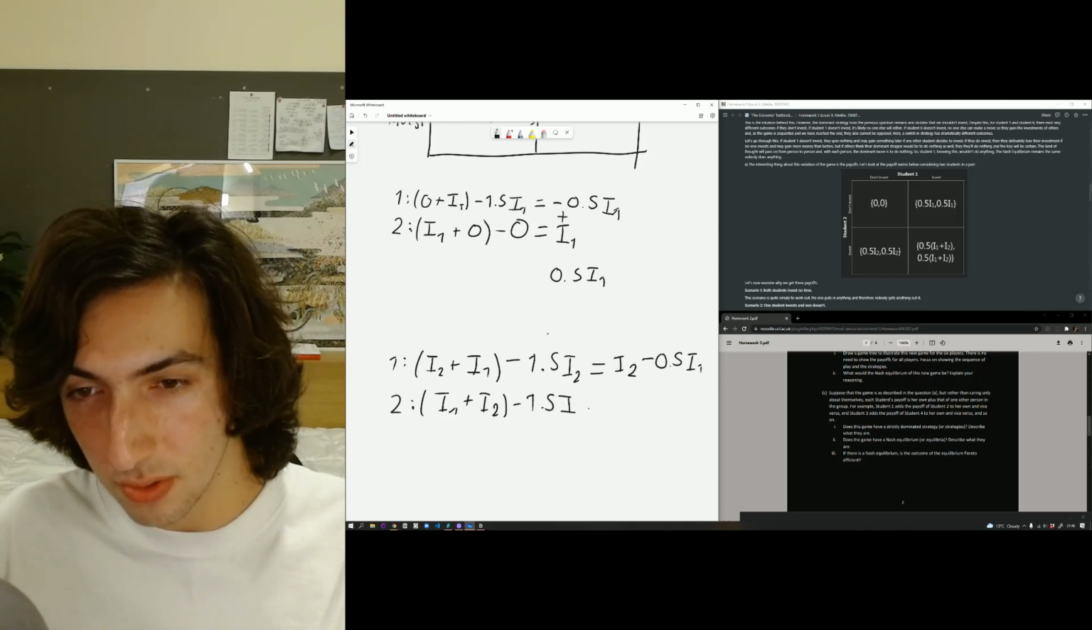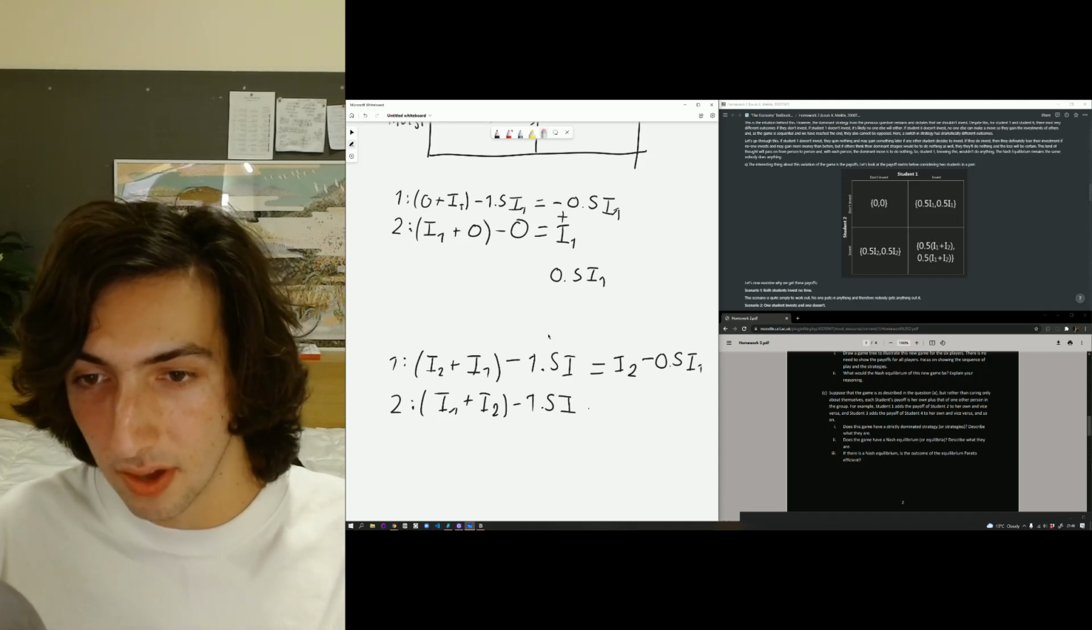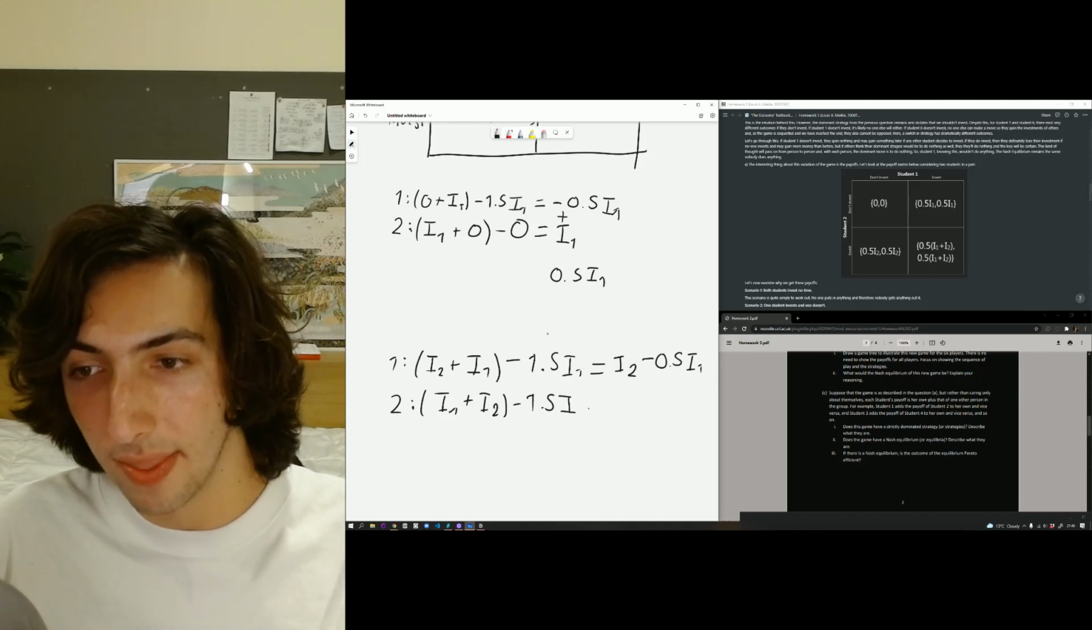Oh, why did I put 2 there? Got to be more careful. It's 1 there, and this will be 2.